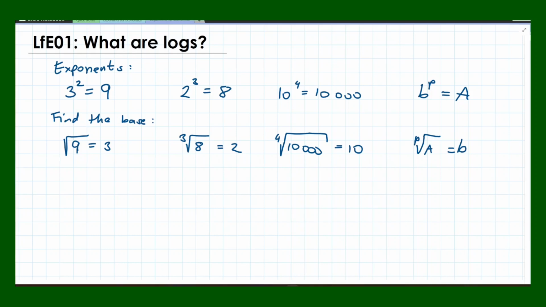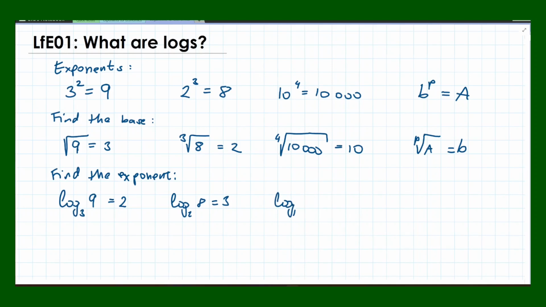But what happens if we want to find the exponent? Well, that's when we can call on the logarithms. So for example, the logarithm base 3 of 9 is going to be equal to 2. The logarithm base 2 of 8 is going to be equal to 3. Logarithm base 10 of 10,000 is going to be equal to 4. And in general, logarithm base b of a is going to be equal to the power.